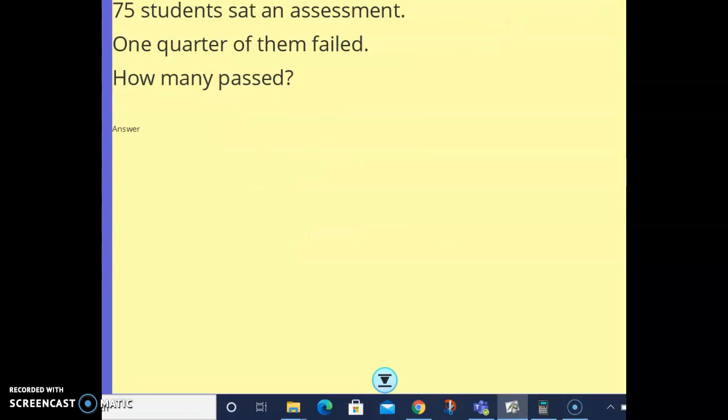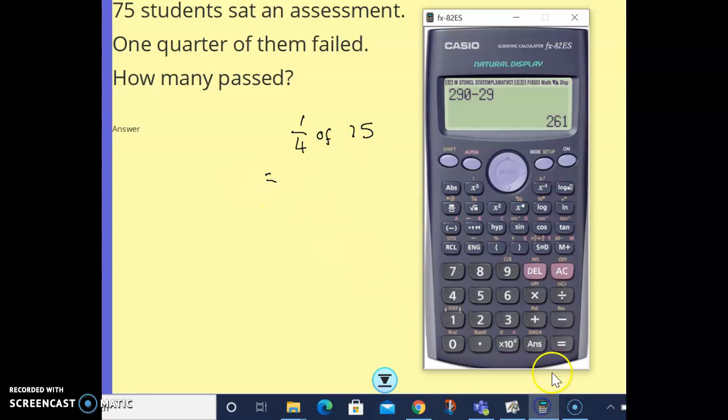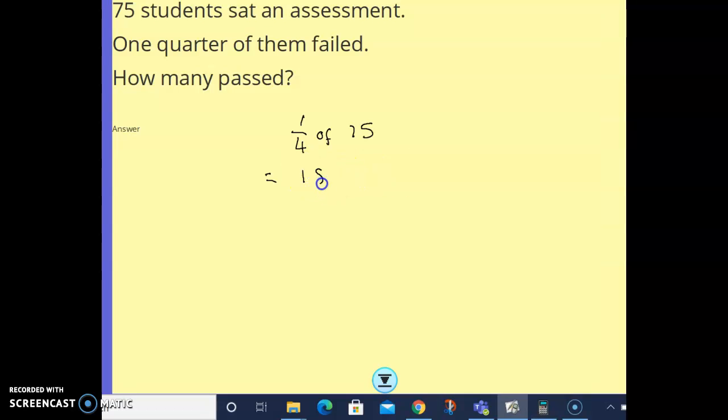Okay, question 3. 75 students sat an assessment, 1/4 of them failed. How many passed? Now I've done this as a really bad question, and it's going to work out as really awkward numbers. That's what happens when you try and do things quickly. So 1/4 of 75, this doesn't come out as a nice whole number. We're doing 75 divided by 4. That comes out at 18.75.